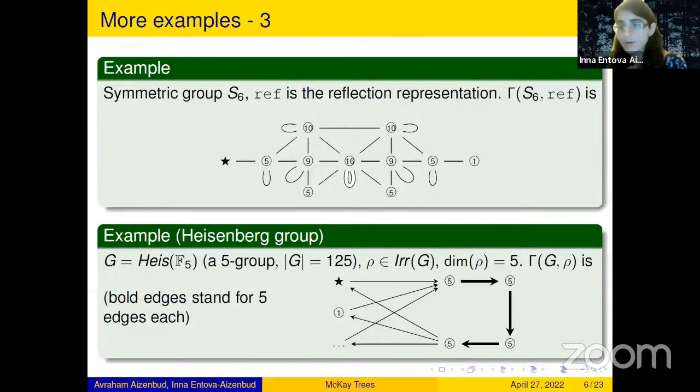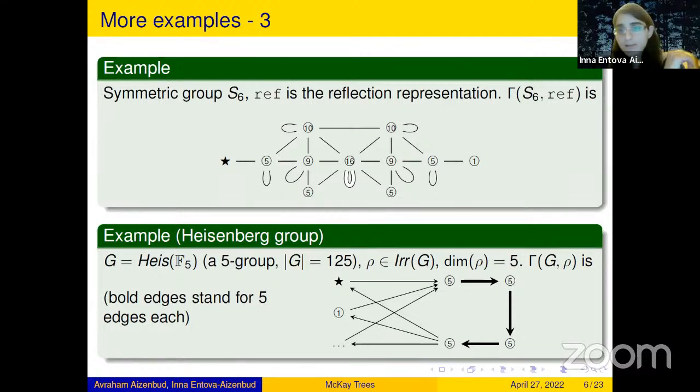So here is a graph where not all the multiplicities are 1. If we take the symmetric group and again we take the reflection representation, we'll get a pretty complicated graph. It still looks decent, but I have to say that in general, if you consider McKay graphs for irreducible representations of symmetric groups, they do not look nice. So here you can see that even for S6, the graph is already pretty complicated. It has quite a lot of loops. And in the middle, you can actually see a double loop. So the multiplicities are not 1 anymore.